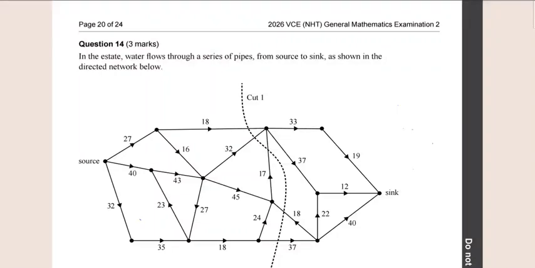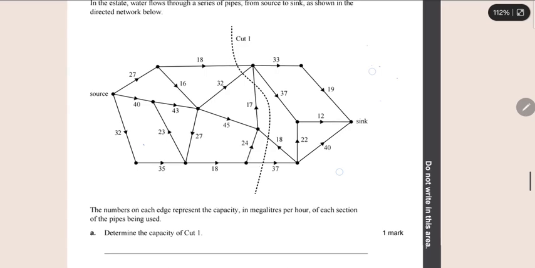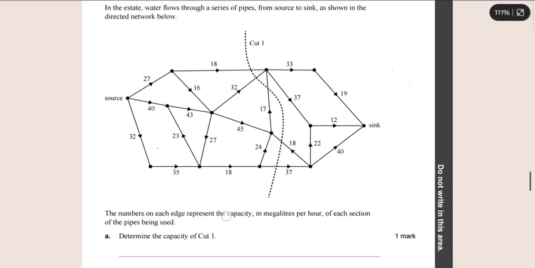Question 40 in the network section of the 2026 NHT paper. The first question talks about water flowing through a series of pipes in an estate from the source to the sink, and as shown in the directed network below, the number in each edge represents the capacity in megaliters per hour.